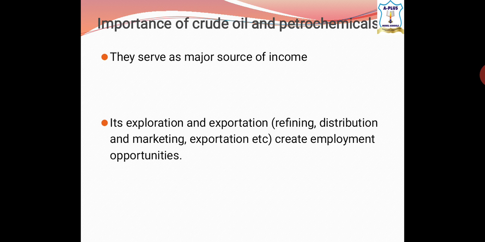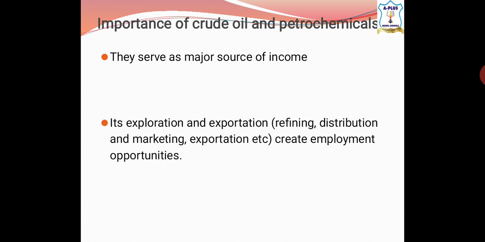Even for some people, selling petroleum is their major source of income. Retailers, we have some that sell kerosene too, as a source of income. There are some that sell gas and diesel too. All these are major sources of income from petroleum and crude oil. So it serves as a major source of income.